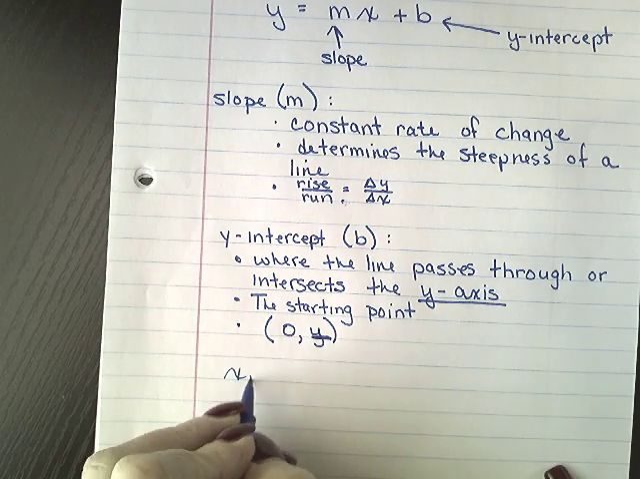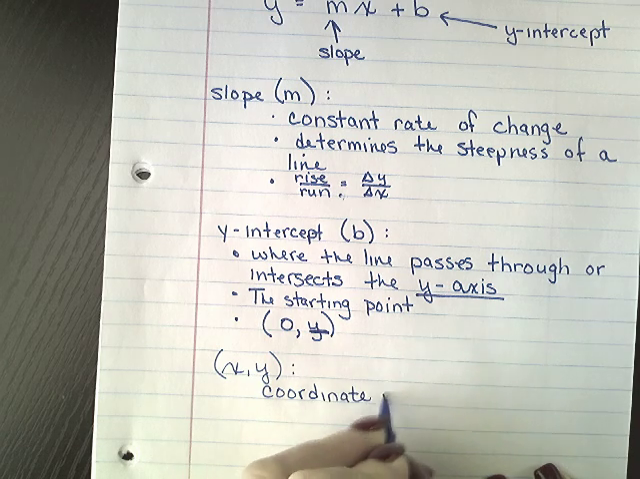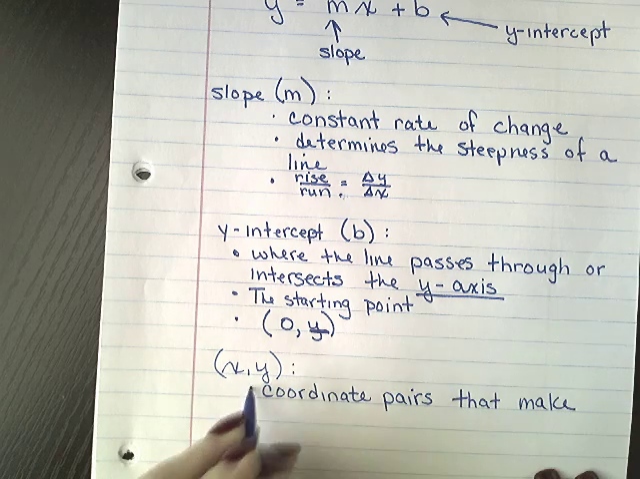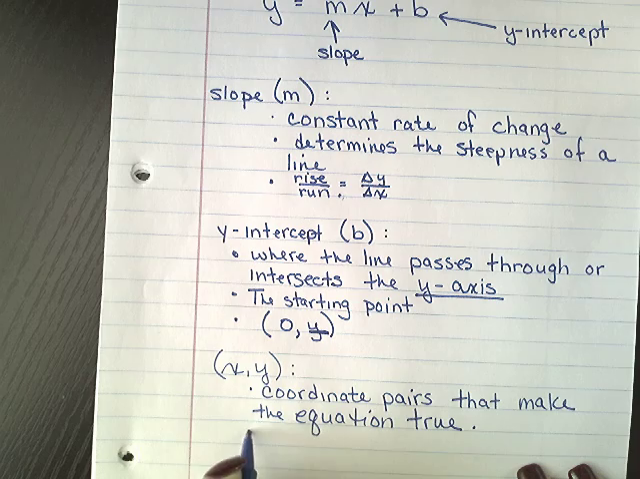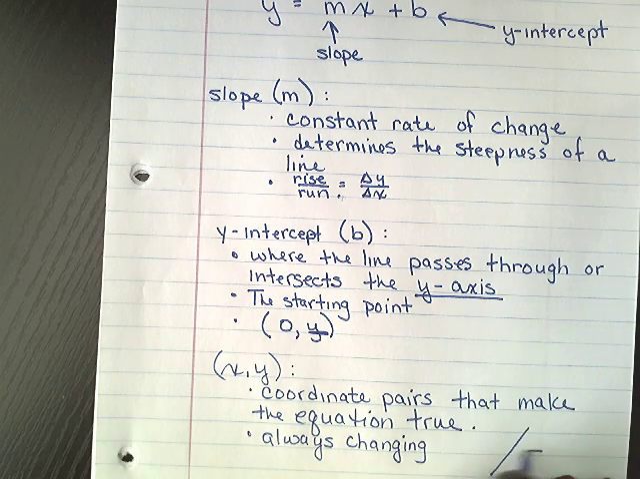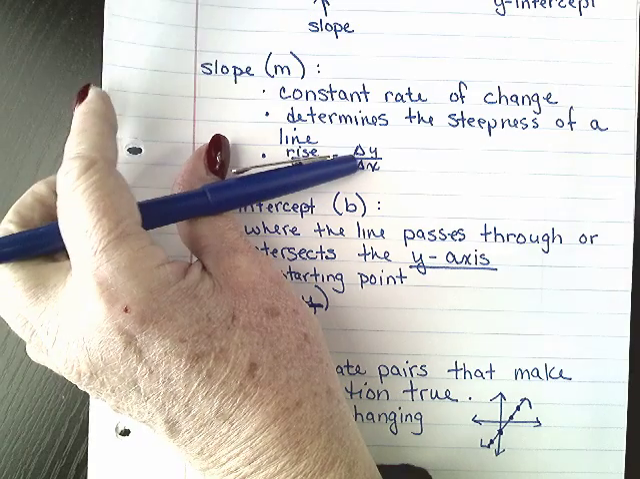Okay, the last part of that equation is the xy. And the xy, the coordinate pairs that make the equation true. Okay, and these are always changing. That's what makes up that diagonal line. So that diagonal line that's on a graph, that's made up of all of your xy's. Okay, all of those x and y coordinates, all of those points on the line, those are made up of your x and y coordinates. Okay, so we're going to do a couple of quick things, and then we're going to figure out how to find the equation from a graph.